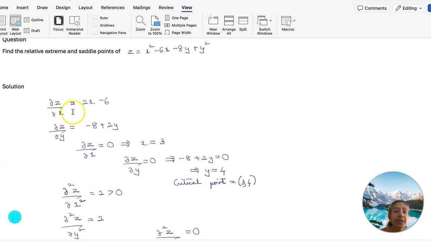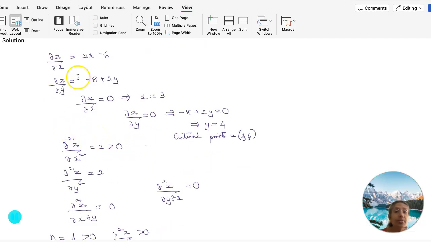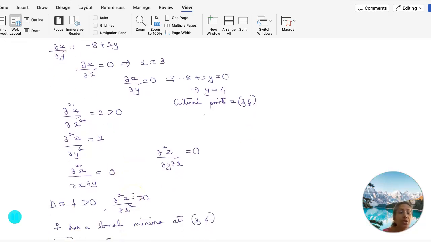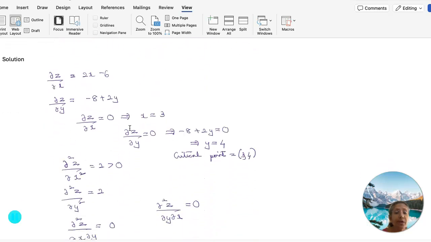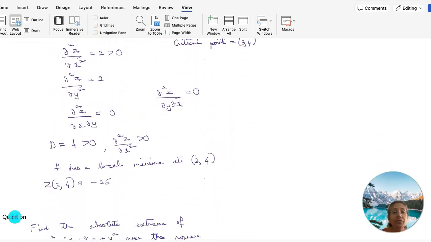Now we take d2z by dx squared, this is 2. d2z by dy squared is also 2. d2z by del y del x will be 0. d2z by del x del y is also 0. So in this case D is d2z by del x squared into d2z by del y squared minus d2z by del x del y into d2z by del y del x. This will be just 4, which is greater than 0. And d2z by del x squared is greater than 0. So by our condition, f has a local minima at (3, 4). And what will be this minimum value? In z, you put x equal to 3 and y equal to 4, and you get minus 25.